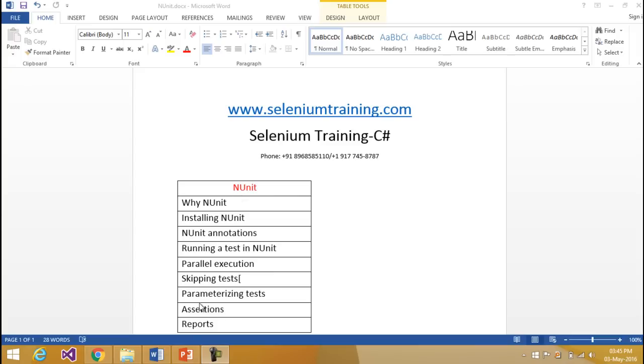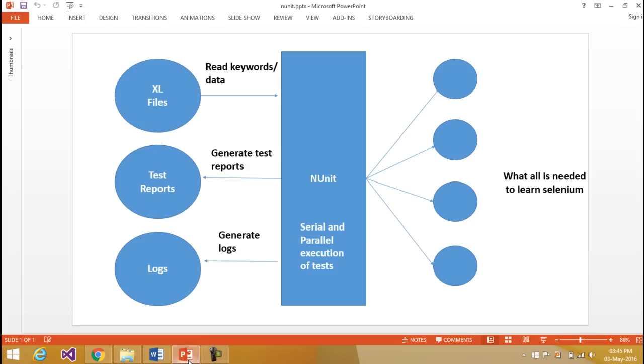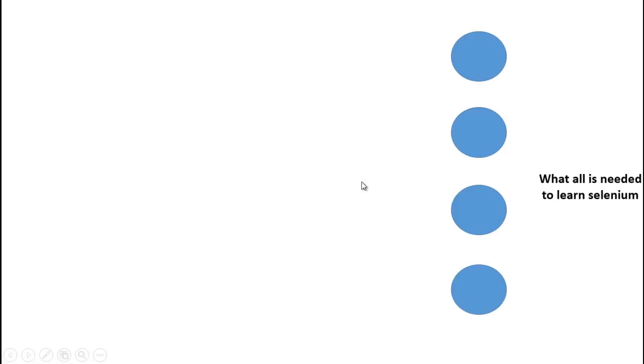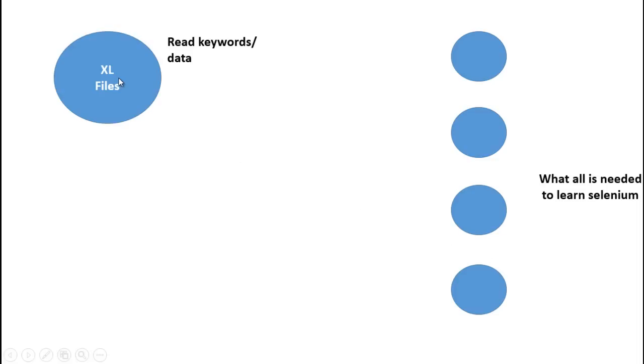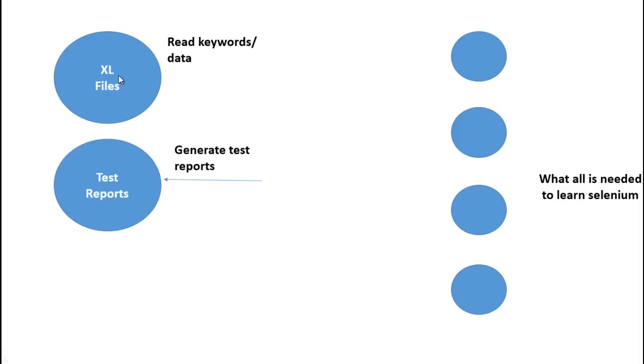So these are some of the questions which people generally ask. Now let us see what actually NUnit does. I'll explain with the help of the diagram. Now you have your Selenium scripts with you. Say suppose you've got a number of Selenium scripts, each representing a different test case to execute. Then you would have an Excel file from which you want to read the data for executing the test.